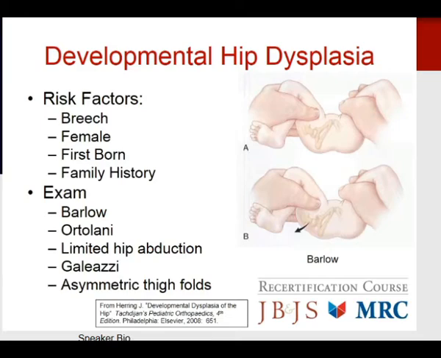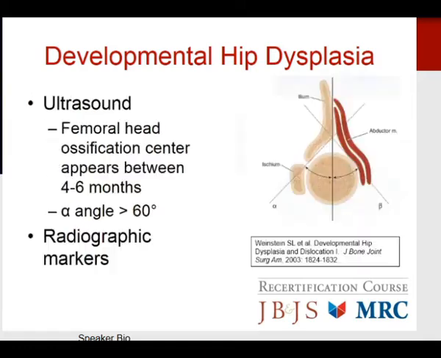These maneuvers tend to go away in the older child, and in the older child, physical examination findings include limited hip abduction, a positive Galeazzi sign or asymmetric thigh lengths, as well as asymmetric thigh folds. Ultrasound is very useful in these patients in both making the diagnosis as well as gauging the results of your treatment. This is because the femoral head ossification center appears between 4 and 6 months of age.